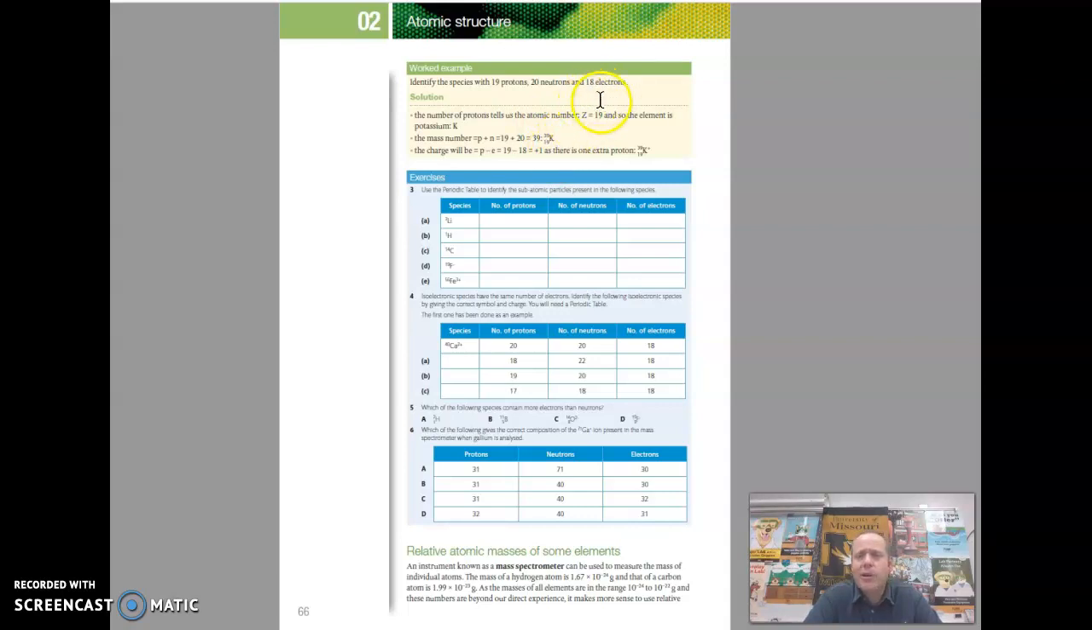And they gave us some info on electrons. Electrons and protons do not match. There must be a charge here. We have one extra proton as compared to electrons, so the charge is plus, or plus 1. I tend to write it as plus 1 just to make that plus symbol stand out more.